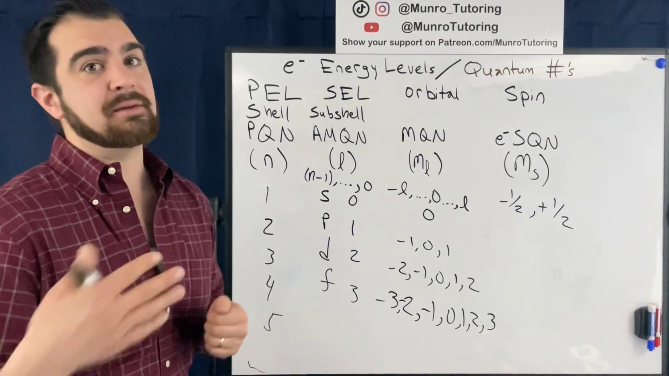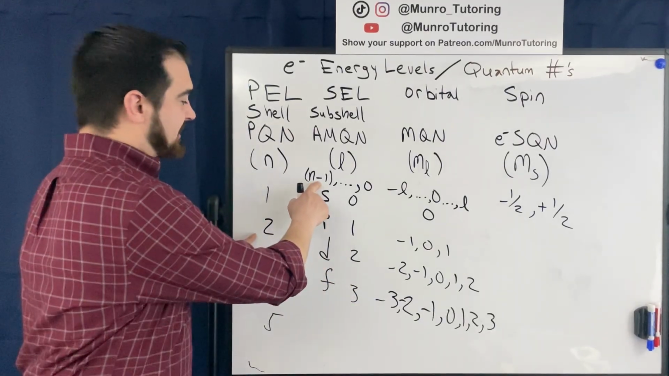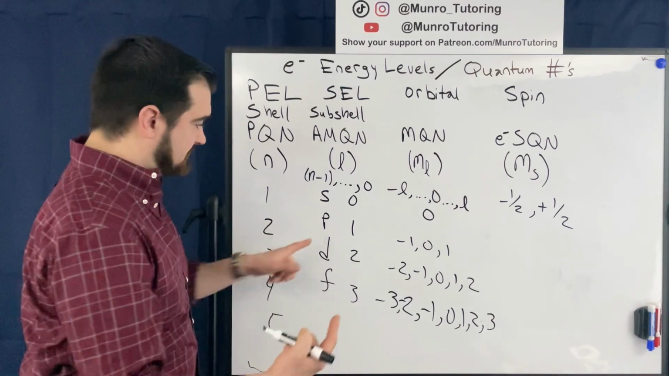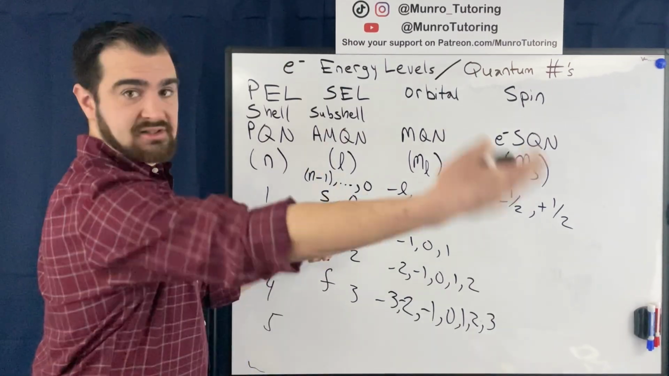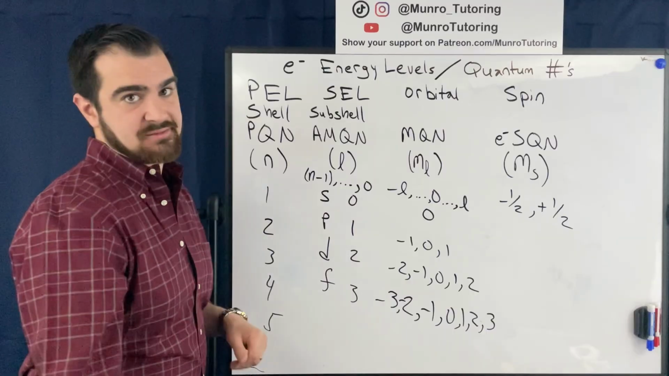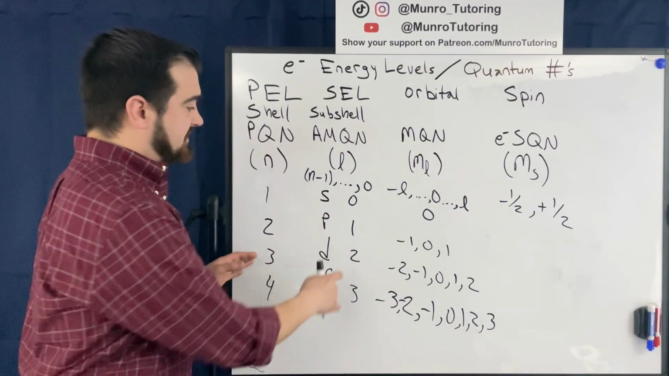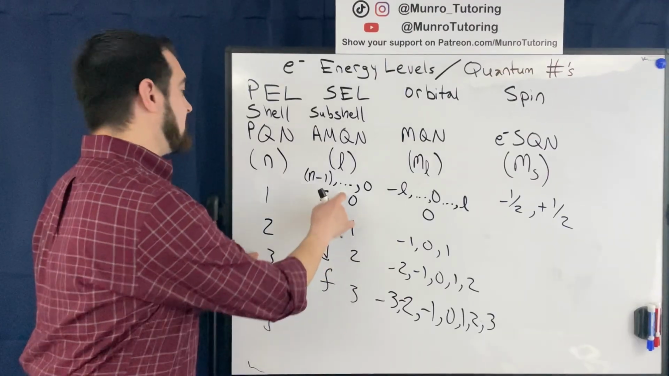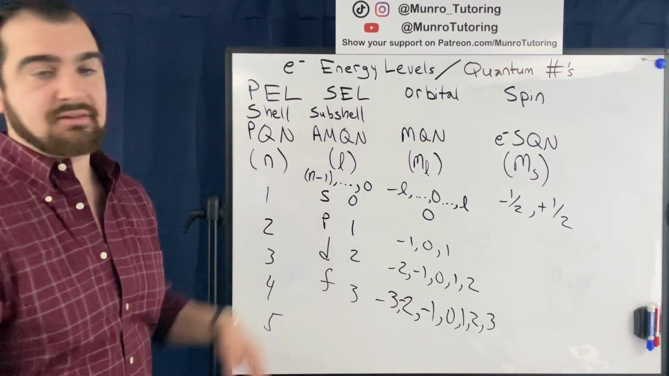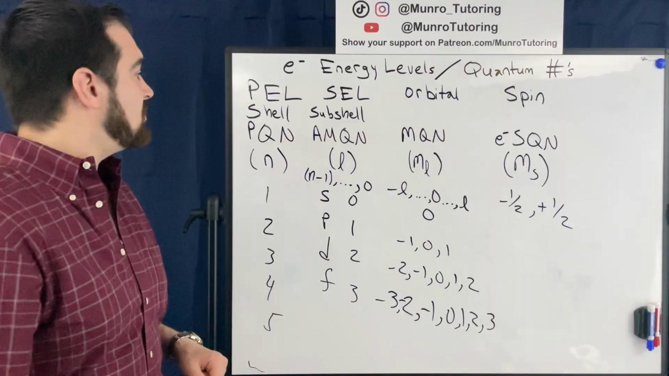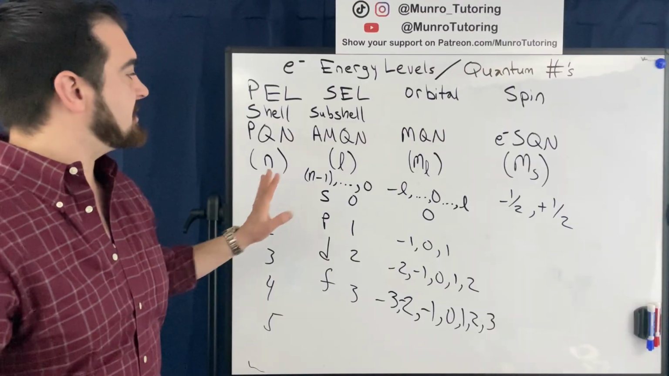Shell 2 can have 2 subshells. So we can go from n minus 1, 2 minus 1 is 1, there is a P, or down to 0. You can have a P and an S. Shell 3 starts at n minus 1, which is going to be 2, which is a D, and then it goes down to the S, 2, 1, and 0, and so forth, okay? So those are all the values that we're allowed to have.